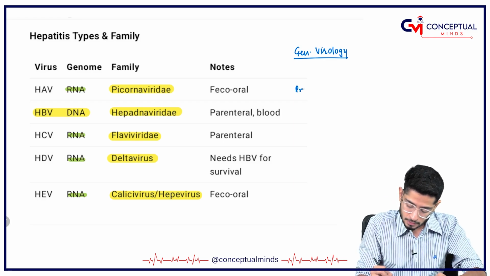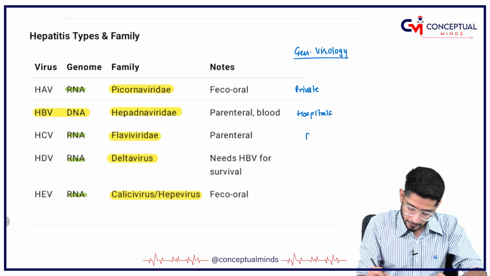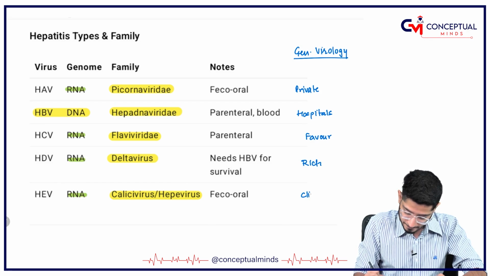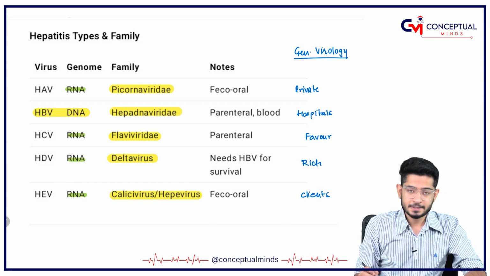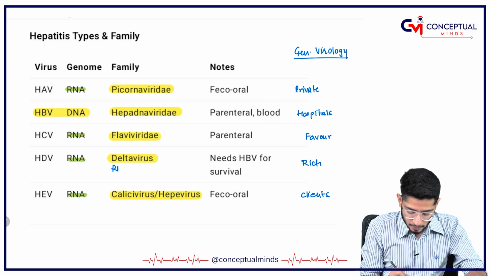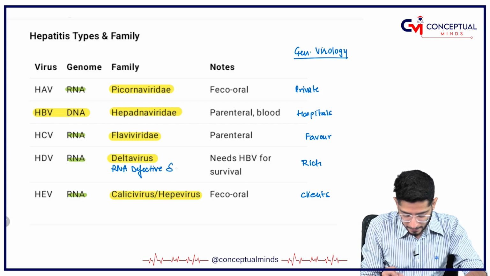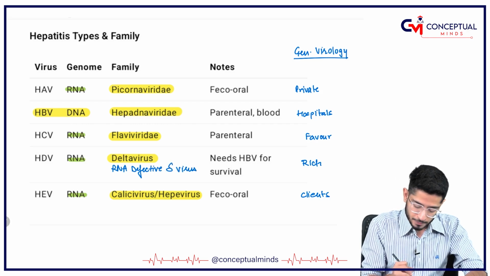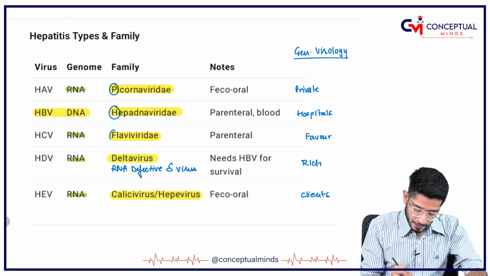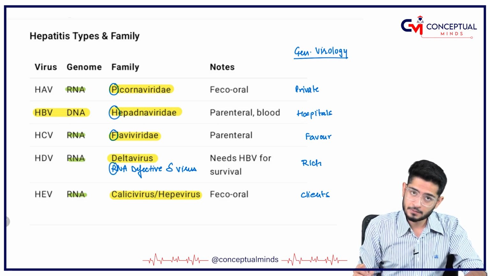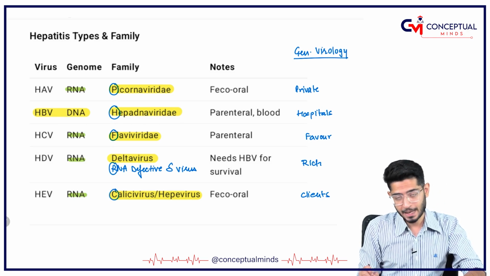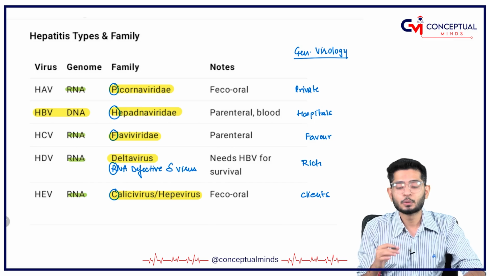Remember, private hospitals favor rich clients. So basically this is not only delta virus, this is called RNA defective delta virus. Okay. So P for private, H for hospital, F for favor, then rich, RNA defective delta viruses, clients.